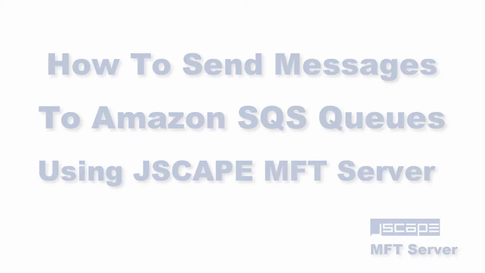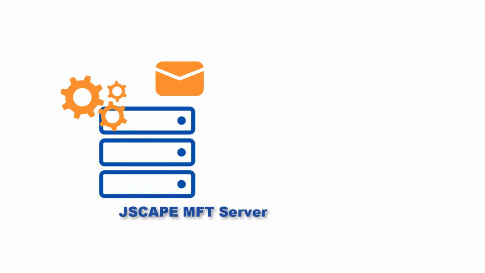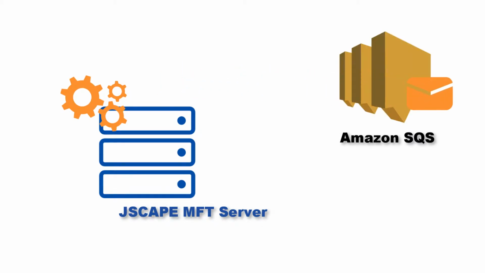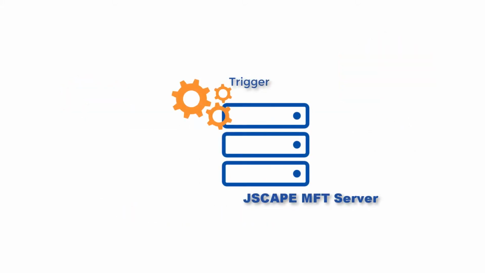In today's video, you'll learn how to configure JSCAPE MFT server to send messages to Amazon SQS queues. Amazon SQS queues are more suitable for MFT server messages that you want retrieved by receiving applications using a polling or pulling method and not pushed out to recipients as soon as the messages get published. In case you found that confusing, allow me to elaborate.